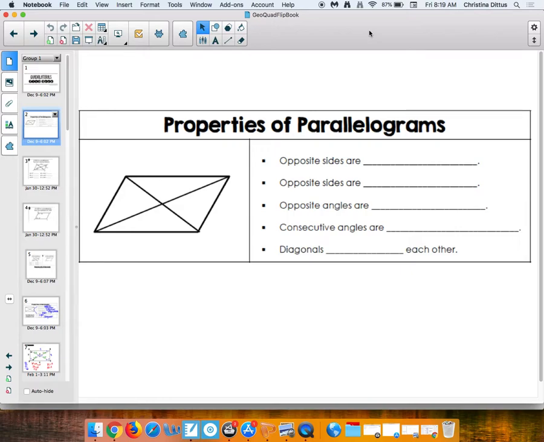Open it right up to that top one. So just flip your cover, whatever you want to say. Properties of our parallelograms. Like I said, we talked about most of these.